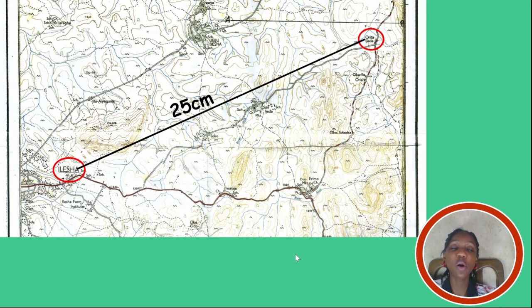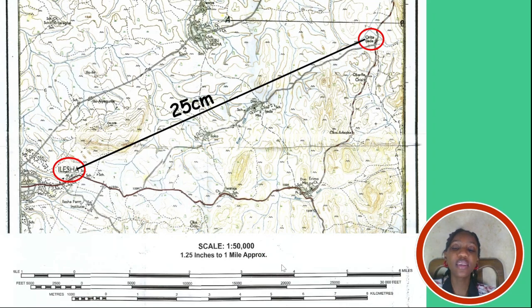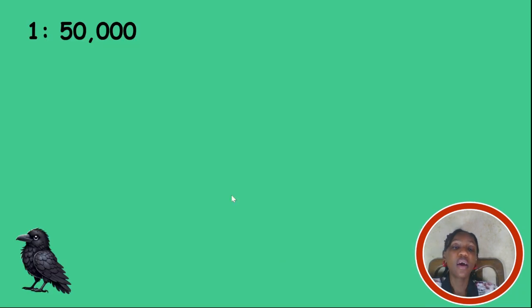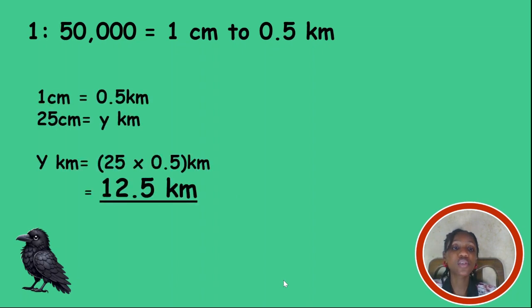So now that we have the distance on the map, we need to convert it to actual or ground distance. And for that, we need the map scale, which was written at the bottom of the map. Coincidentally, this is the same scale as the map we used earlier in objective questions. So now let's convert 25 centimeters to ground distance. As we have earlier established when we solved objective question 1, ratio 50,000 centimeters is the same as 1 centimeter to 0.5 kilometers. Using this scale, we can easily convert 25 centimeters to ground distance, which gives us 12.5 kilometers.